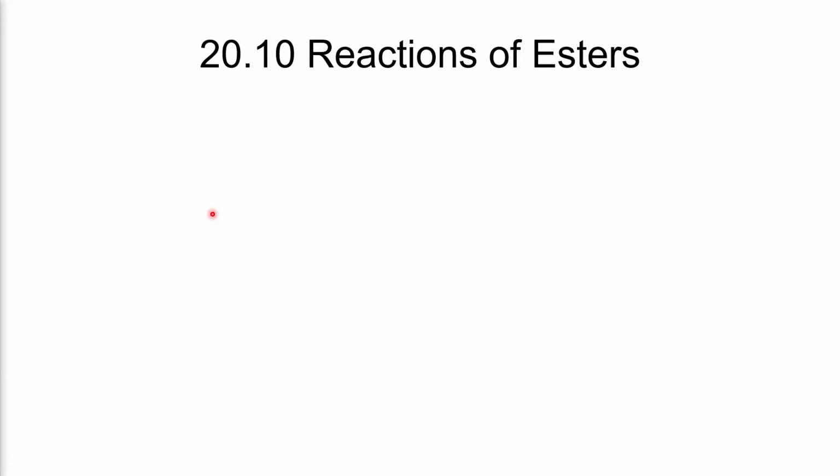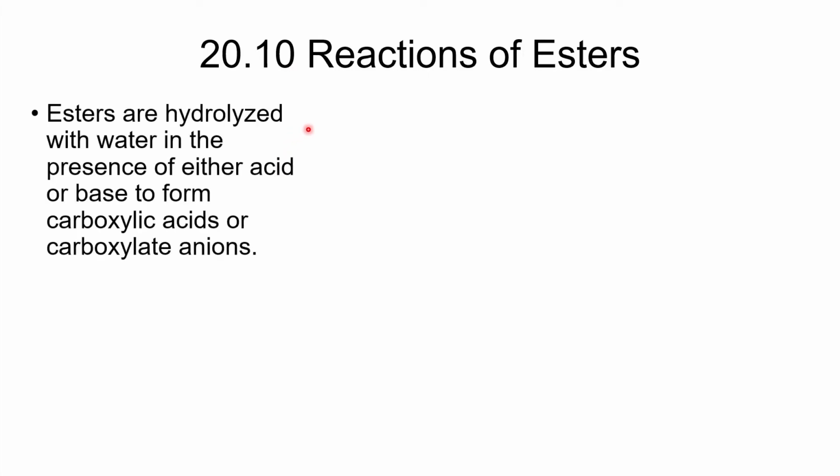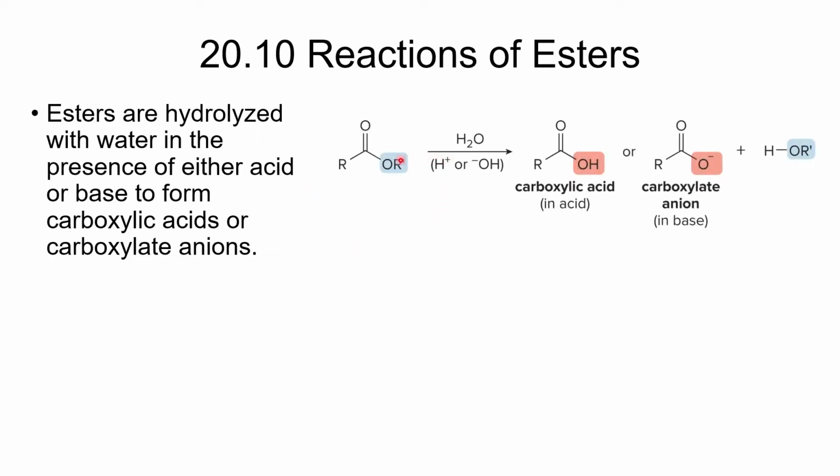In this section, which is section 10, we're going to be looking at the reactions of esters. So we can hydrolyze esters with water in the presence of an acid or a base. We're going to look at the acid first. We can hydrolyze it in the presence of an acid to give us a carboxylic acid and an alcohol. And the alcohol is whatever the alkoxy group is that makes up the ester. That's going to be our alcohol. And of course, the acid is going to come from the carbonyl component.